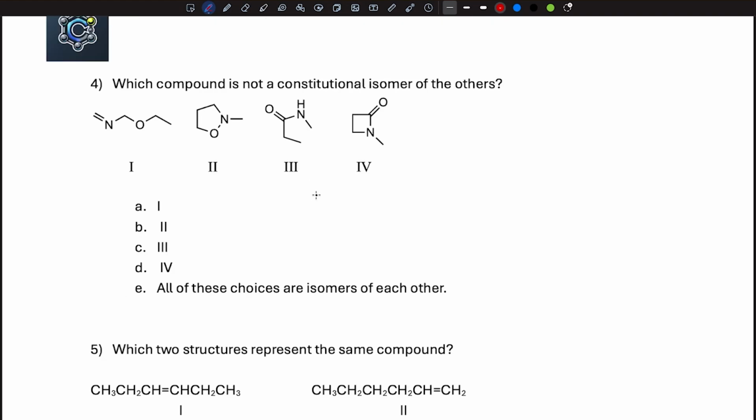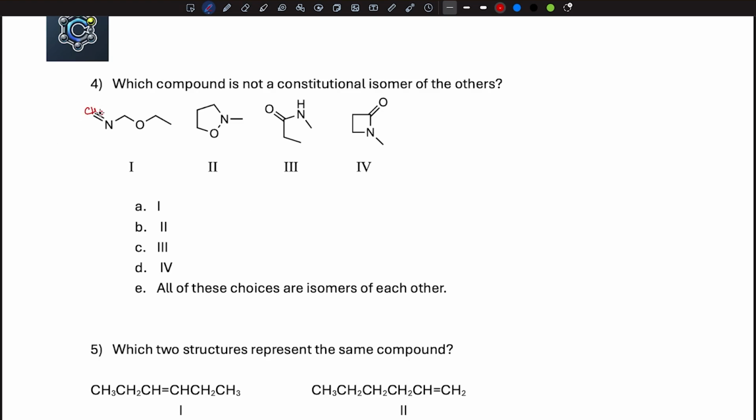In question 4, again, we're trying to figure out something with constitutional isomers, but in this one, we're trying to figure out which one is not the constitutional isomer of the others. Now, I know these structures must look complicated, but they're really not. Again, our strategy is the same. Let's figure out the molecular formula, and if one of the molecular formulas is clearly different, that would not be a constitutional isomer of the rest. And so the first structure, let's just draw this.